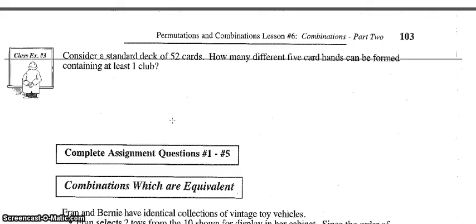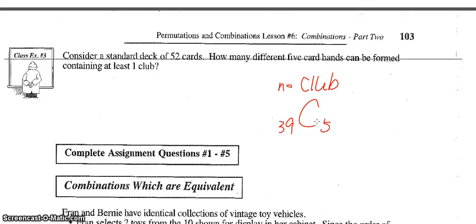Well, how about think the opposite? At least 1 club means the opposite is no club. Okay, no club. How many ways to choose no club? Well, there are 13 clubs in a deck of cards. No clubs means you choose from the remaining 39. 13 clubs in a deck, 52 minus 13 is 39. 39 other cards, heart, spade, and diamond. All of those cards, you choose 5. So these are all the ways that have no club.